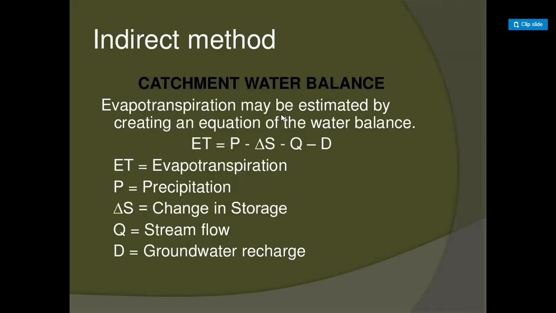So, indirect method: catchment water balance. Evapotranspiration may be estimated by creating an equation of the water balance. Et is equal to P minus delta S minus Q minus D, where Et is evapotranspiration, P is precipitation, delta S is change in storage, Q is stream flow, and D is groundwater recharge.